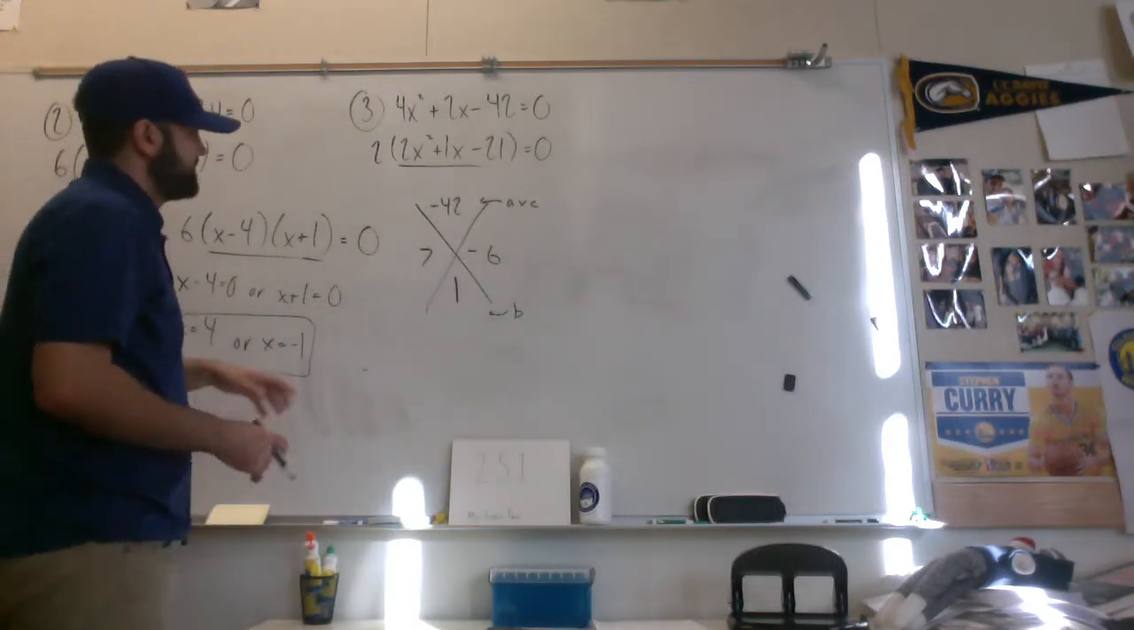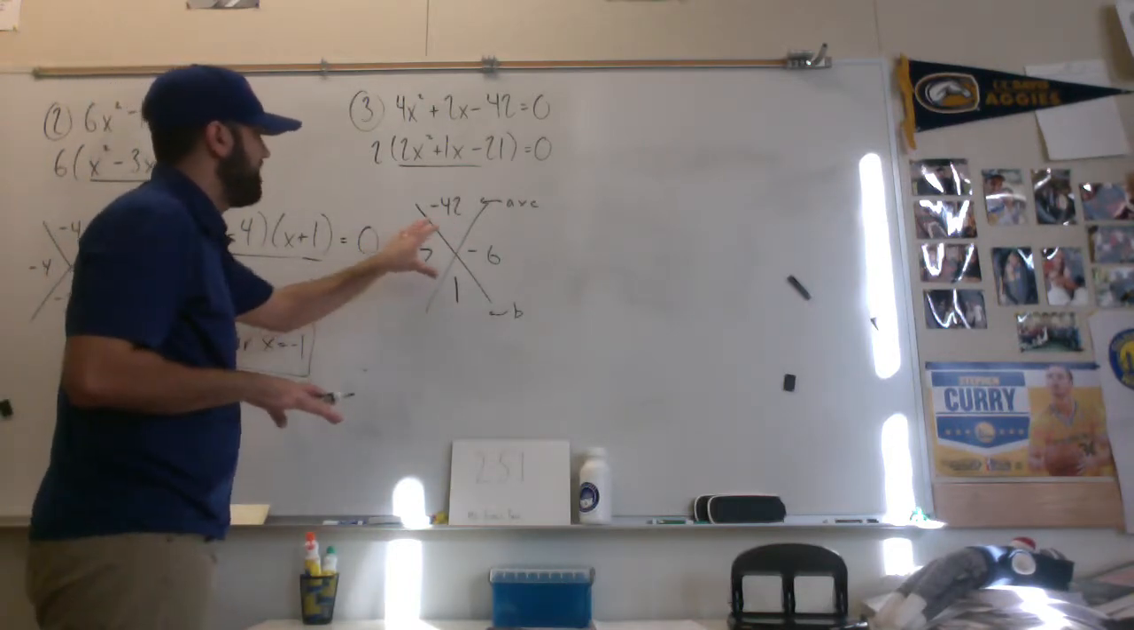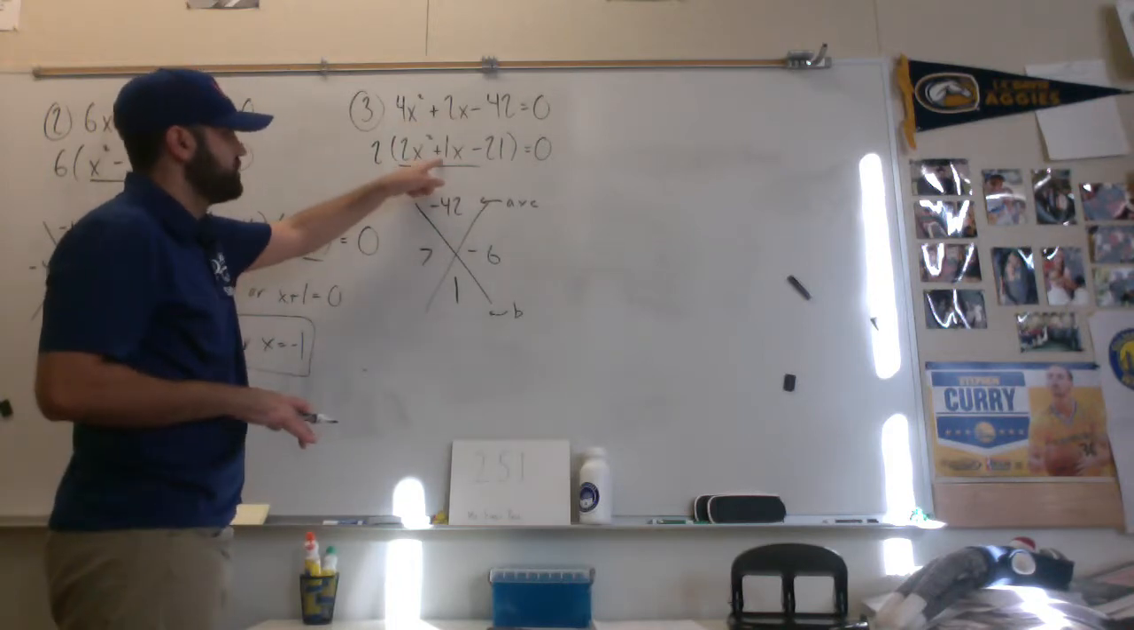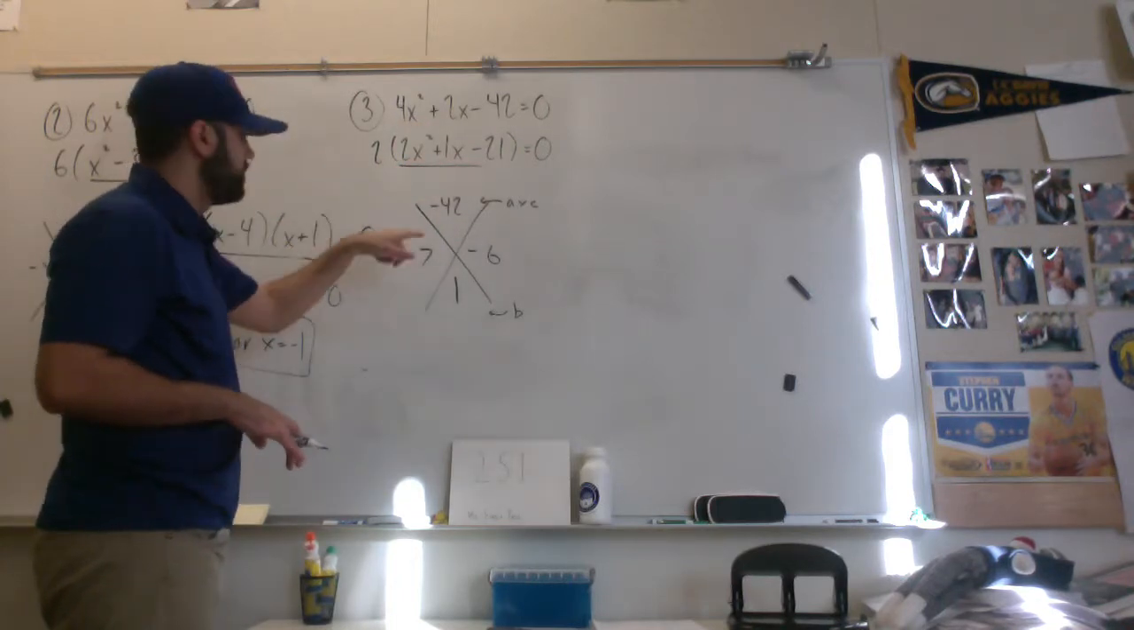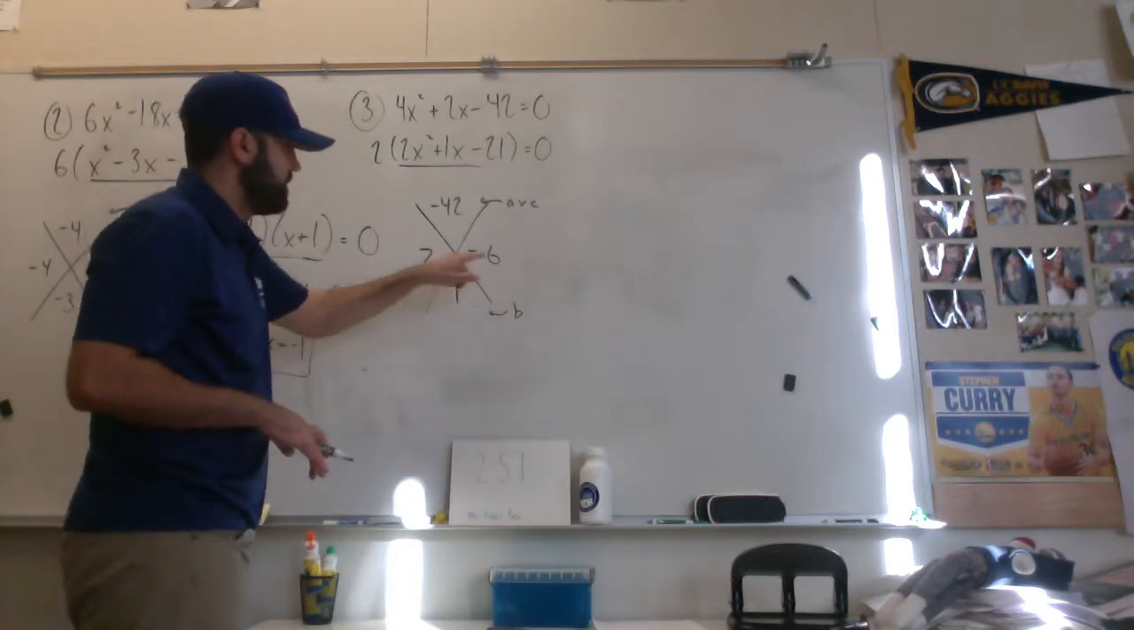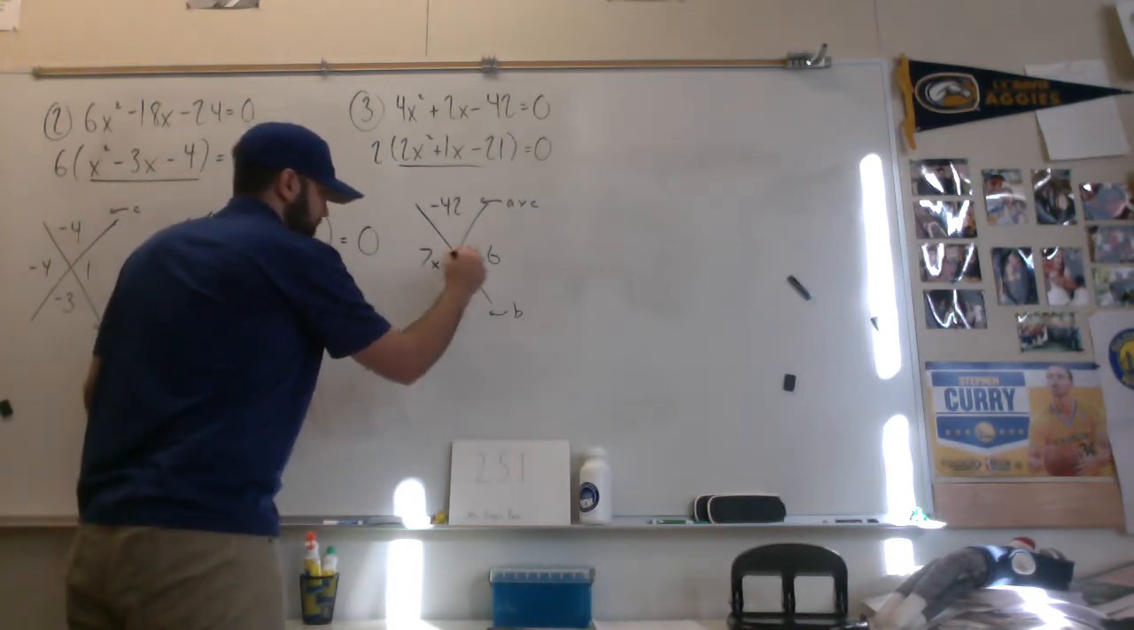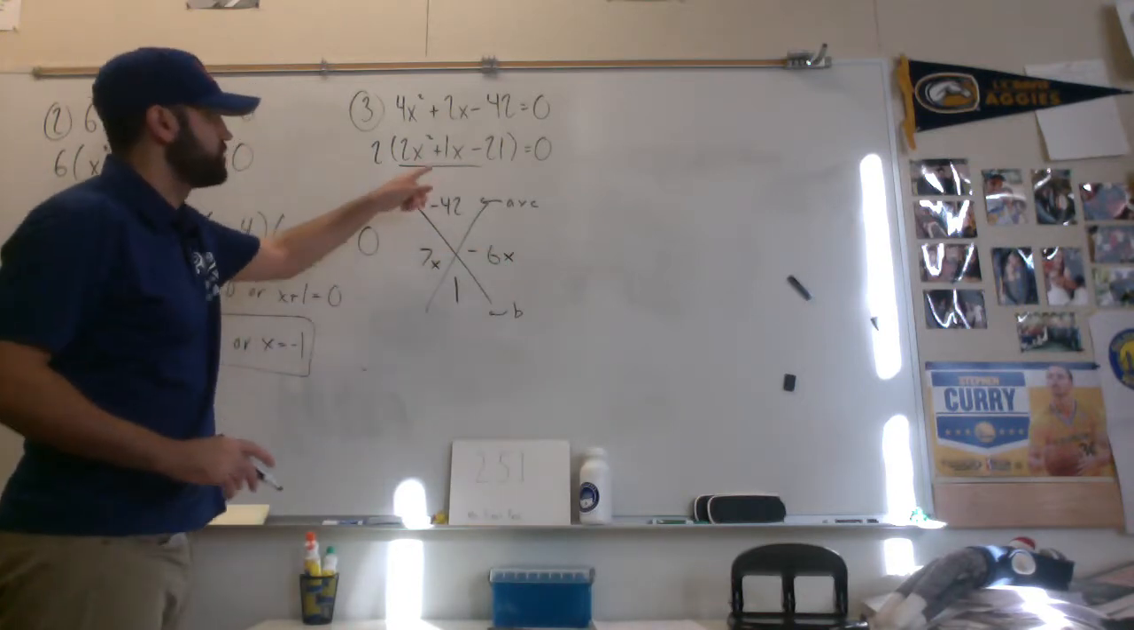So what this tells us now, it doesn't tell us how this factors. Now it's telling us how this 1x breaks down. Well, it's made up of a 7x and a negative 6x. If it helps you to write that down, you can write that down. That's telling you what the middle terms are.